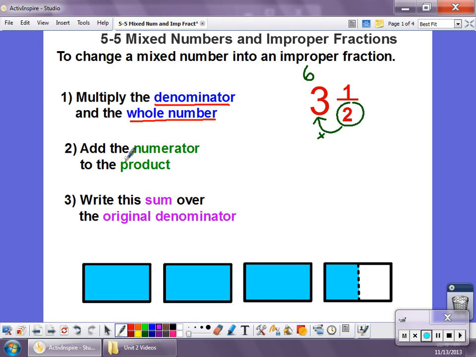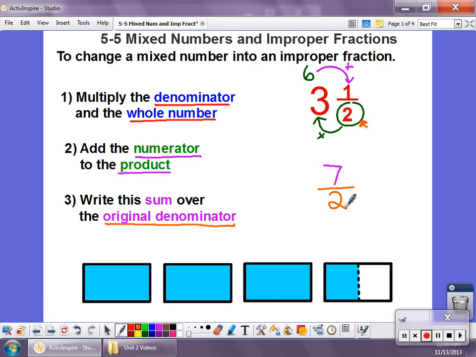Our next step is that we're going to take this product and add our numerator to it. So we're going to take this product and now add this numerator. So 6 plus 1 gives me 7. That 7 is now my new numerator. The denominator stays the same. So my original denominator right here was 2. My denominator stays the same. So 3 1/2 is equivalent to 7 halves.